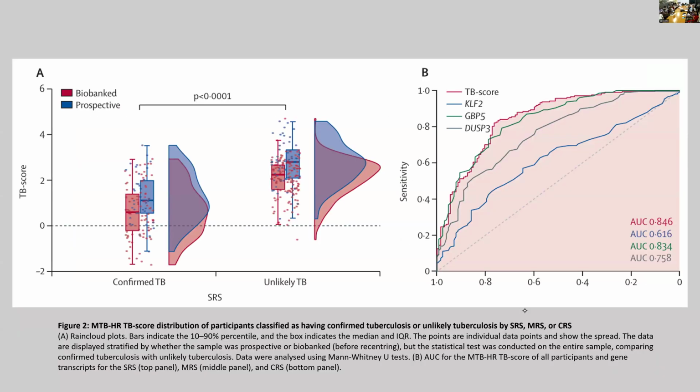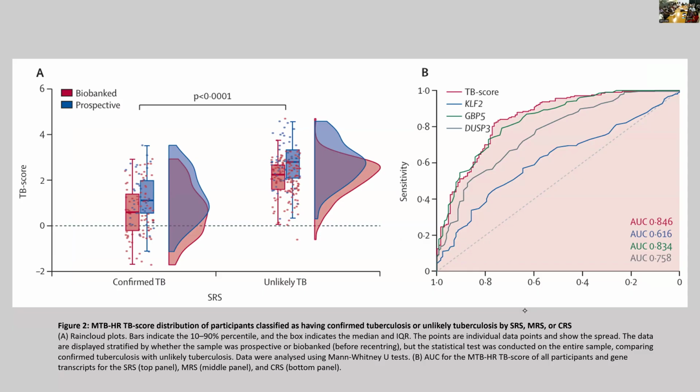So this is basically a range plot. This is patients with confirmed TB. This is patients with unconfirmed TB in the strict reference standard. So this box is basically the median and the interquartile range. The bar is the 10th and the 90th percentile. And they have also stratified it. The red bar is basically the biobank sample, that is the preserved sample. And the blue one is the fresh sample.